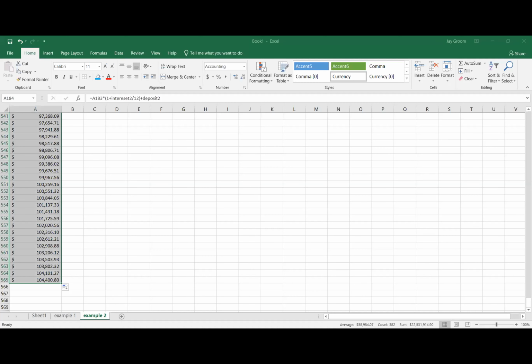Now, another one. Let's actually do another Google Sheet example. Sure, why not? So let's say: how long will it take to have $43,000 in your account if you start with 5,000 and add 250 a month at 3% interest?